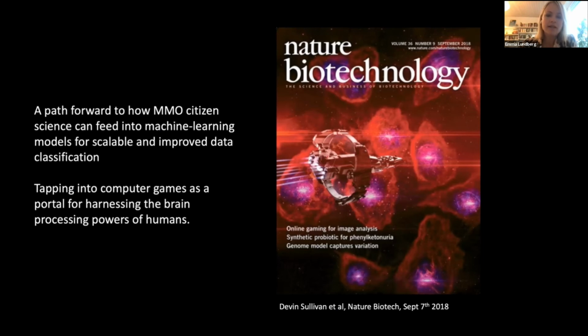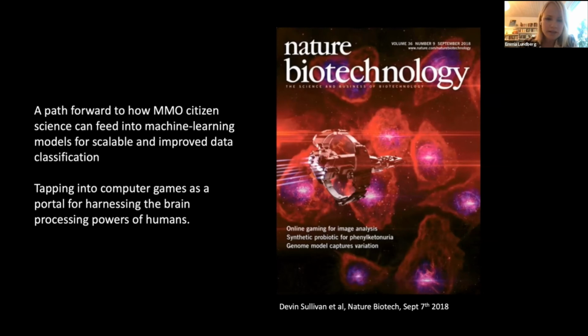And I think what we showed is that non-experts, random gamers can do very high quality annotations of images, and they can really help science, if you design the game in a good way. So we showed a path forward to how massively multiplayer online citizen science can feed into machine learning models for scalable and improved data classification. So I'm quite convinced that we'll see more about this connection between computer games and science, and computer games and health, and computer games and education as well. So that's kind of a pet project of mine. So it's an interesting field to follow.